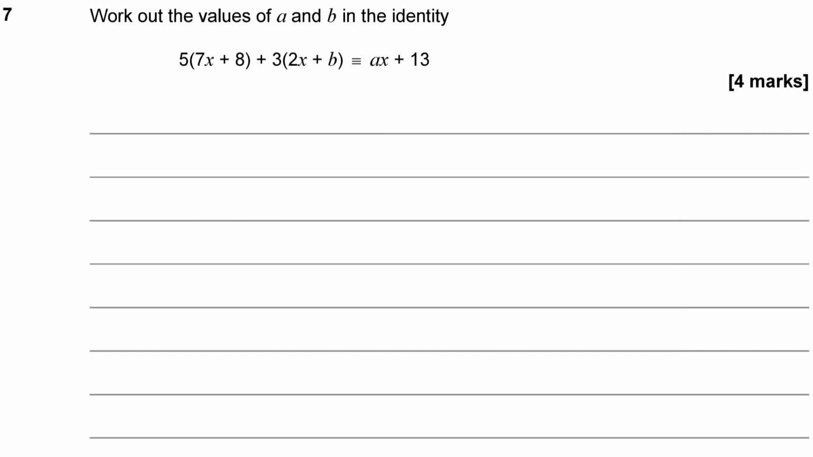Now, question 7, work out the values of a and b in the identity. And I've got 5 lots of 7x plus 8 plus 3 lots of 2x plus b is identical to ax plus 13. Okay, so I've got quite a complex expression on the left-hand side of my identity symbol and a fairly simplistic one on the right.